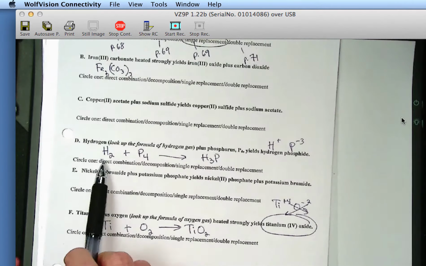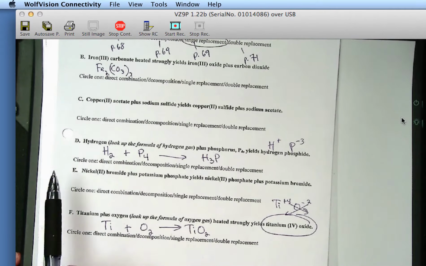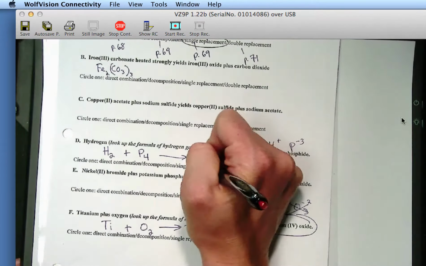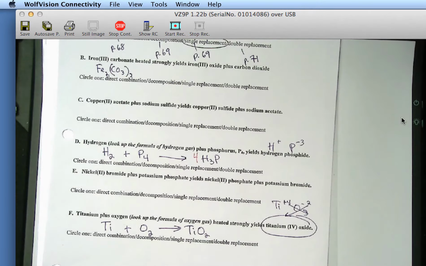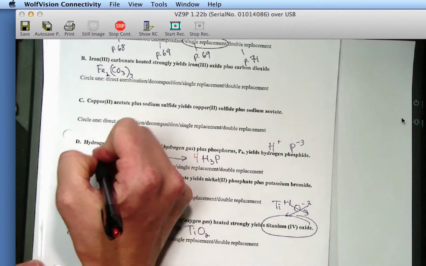And is this equation balanced? No. Start with the phosphorus. The phosphorus is off on the left. Put a 4 in front of the phosphorus on the right. 4 times 3 gives you 12, so I need to put a 6 over there.